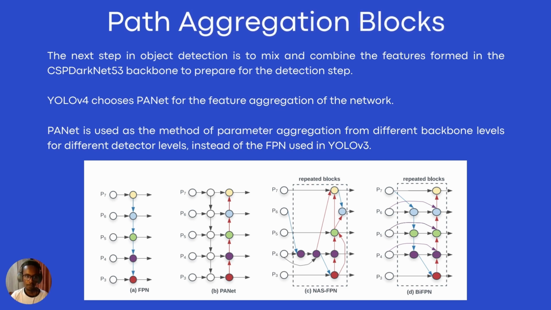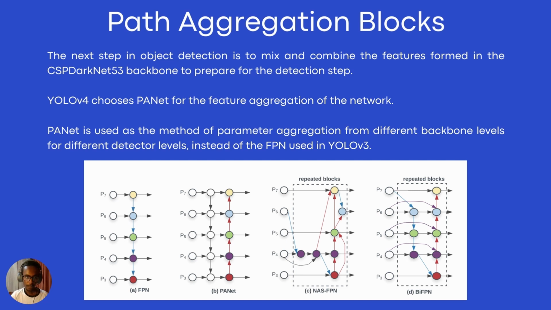Now we have finished the additional blocks of the neck part of the network. The second part is path aggregation blocks. Previously, when we talked about YOLOv3, we have already seen that they used the FPN for the neck part of the network. YOLOv4 chooses the PANet, or the path aggregation network, for the feature aggregation process.